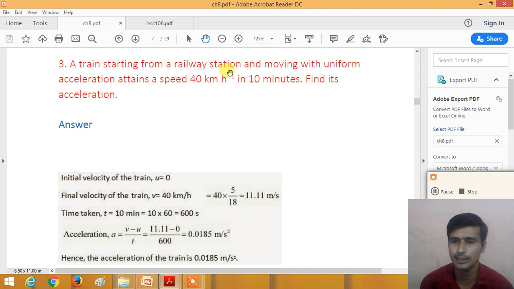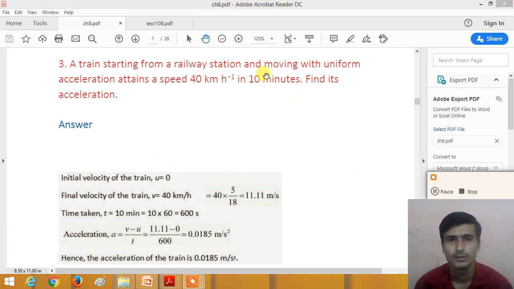So what will be its initial speed or initial velocity of the train? So here the train is starting from the railway station. It's from the rest. So its initial velocity of the train we take 0. So rest का मतलब है उसकी initial velocity क्या है? 0 है. Moving with the uniform acceleration attain a speed of 40 kilometer per hour. So the final velocity of the train is given to you, 40 kilometer per hour.